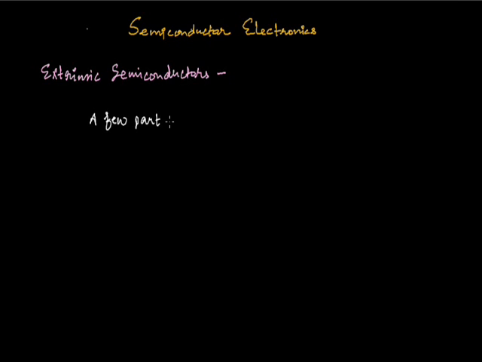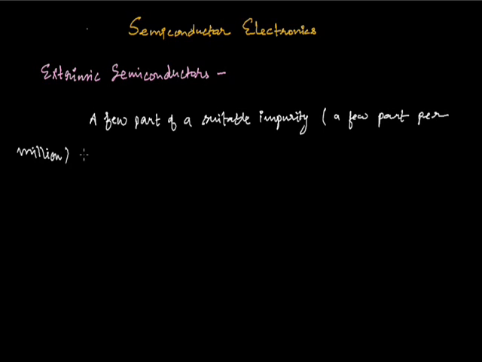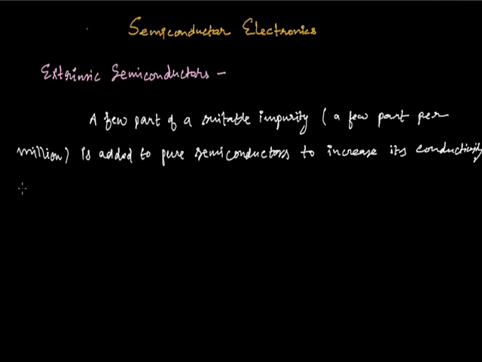A few parts per million of a suitable impurity is added to pure semiconducting materials to increase its conductivity manifold. Such impurity-added semiconductors are known as extrinsic semiconductors or impure semiconductors.